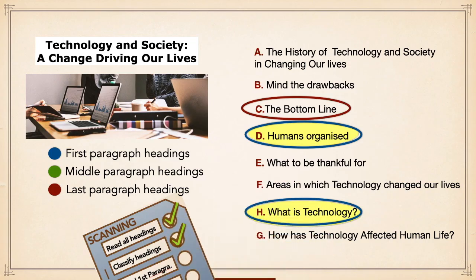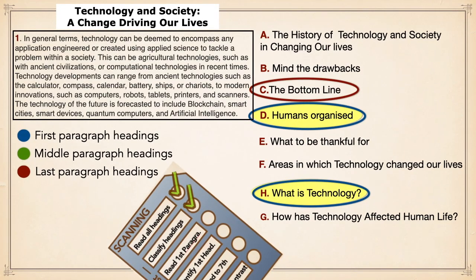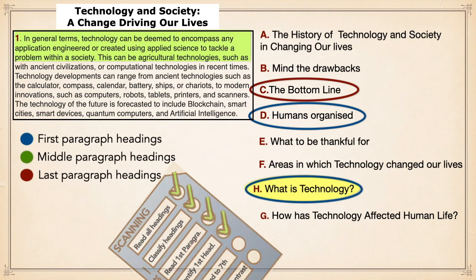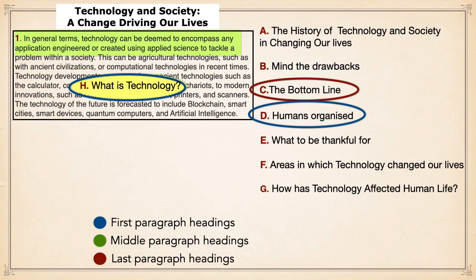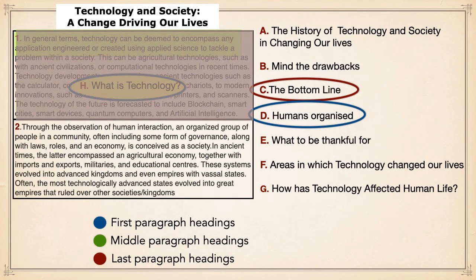Let's go to step 3 and read the first paragraph. I'll read the first couple of lines to get the paragraph general idea, the summary. The first two lines seem to be a clear answer to the question, what is technology? I'll click on the heading, what is technology, for the first paragraph. So, let's go on to the second.